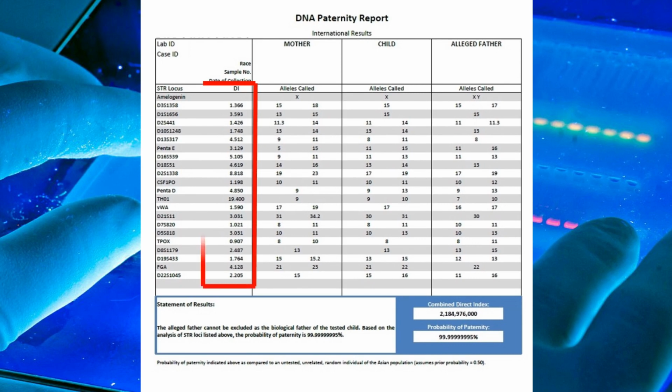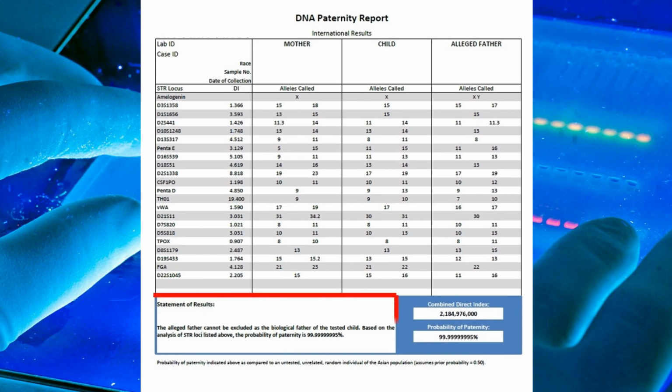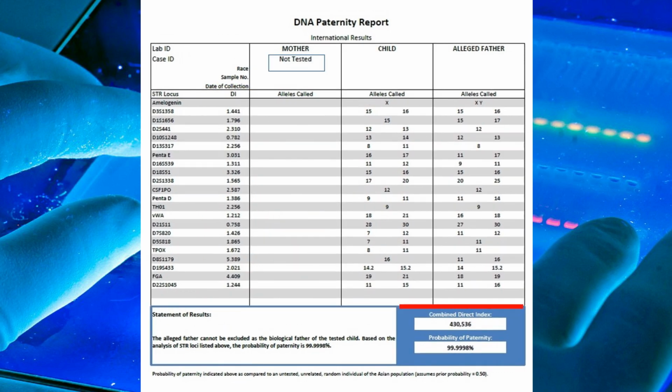A paternity index, or PI, or direct index, or DI is calculated based on information including the portion of the male population that has this size allele. This index is included in the PI or DI column for each DNA locus. A combined paternity index or combined direct index for all of the tested alleles is then calculated and written in bold type below the chart, along with the probability of paternity.